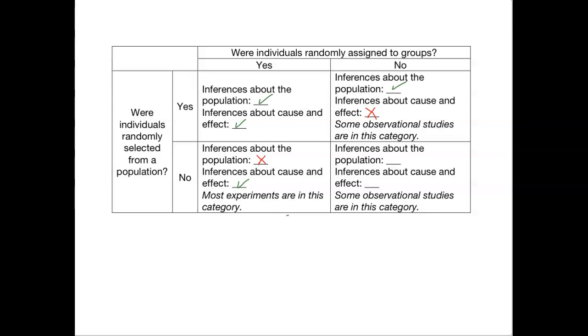All right, and last quadrant is inferences, not randomly selected from a population and also not randomly assigned to groups. So this is again an observational study, but it's one in which really it's a bad observational study. You can't make inferences about the population and you can't make inferences about cause and effect.